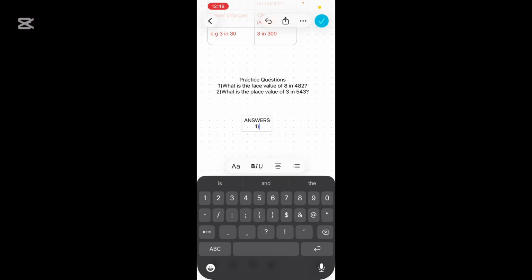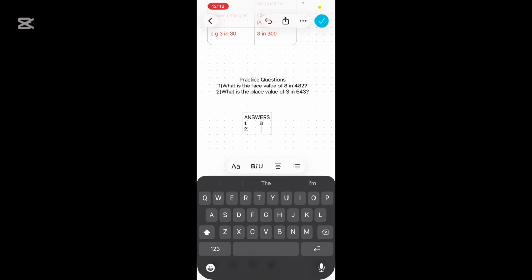So let's do the correction together and you check what you have done. Number 1, what is the face value of 8 in 482? Remember, we said the face value is the actual value of the digit in a number and it does not change, no matter where it is placed. So the face value of 8 in 482 is 8.